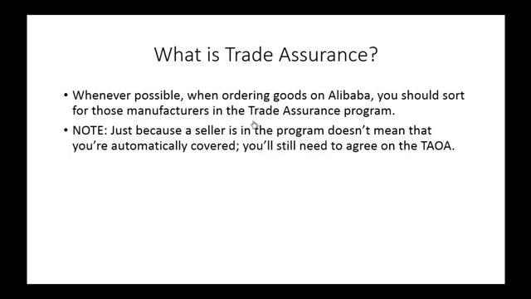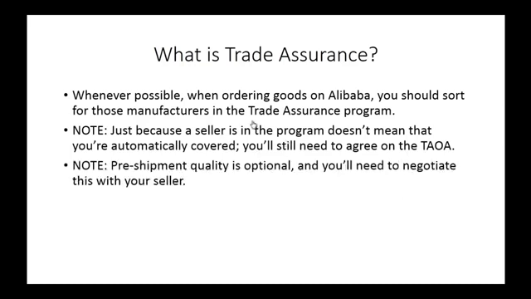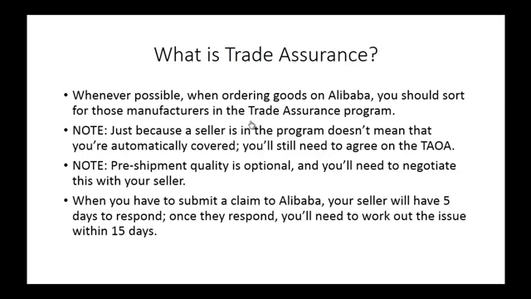Now, if you are actually going to be participating with the pre-shipment quality option, you're also going to need to negotiate that and the exact terms of what quality means prior to shipment. Yes, you're covered for damage, but you will also want to negotiate the exact terms of quality if that is what you're going to do with your agreement with your seller. Now, if you have to submit a claim to Alibaba under the trade assurance program, your seller is going to have 5 days to respond, and once they respond, you'll need to work out the issue within 15 days.